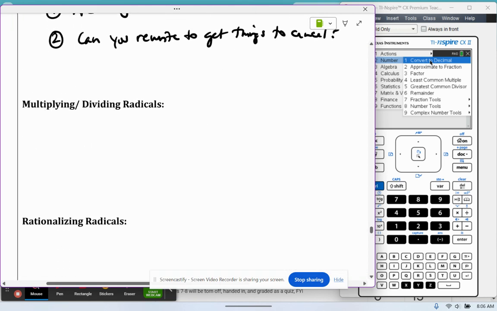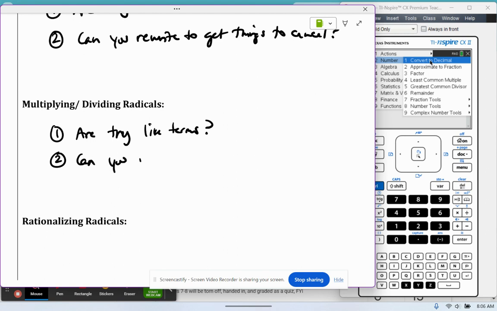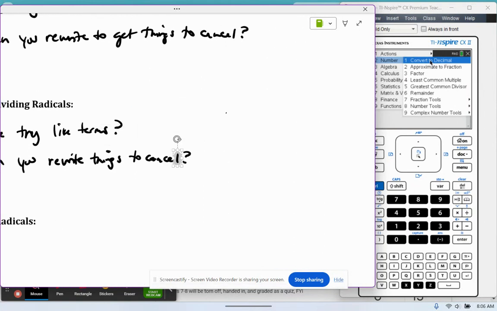Multiplying or dividing radicals. What do we got to do for that? Ask yourselves, multiply or divide, are they like terms? Can you rewrite things to cancel? For example, I have the square root of 48 divided by 2 times the square root of 3. Are radical 48 and radical 3 like terms? Can I just cancel them? No, right? Let's put 48 into simplest radical form and then see if anything cancels.